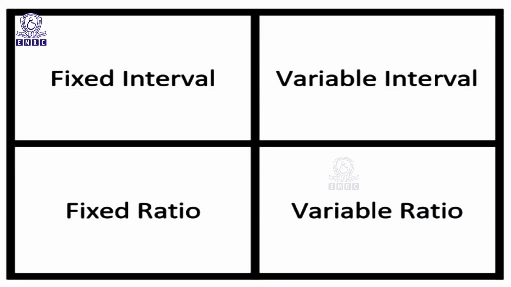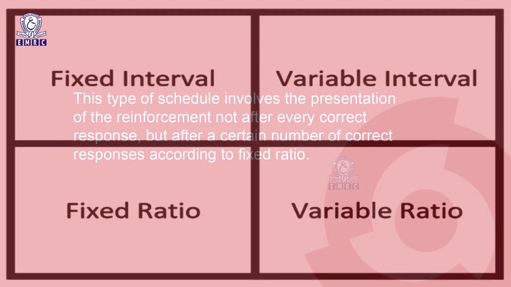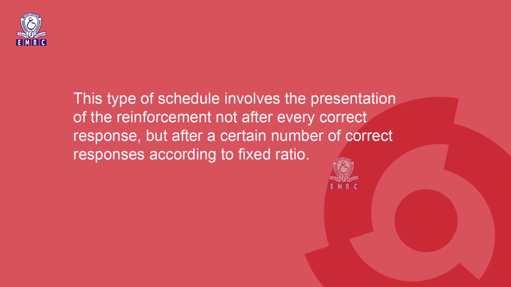According to Skinner, the typical schedules are fixed ratio schedule, fixed interval schedule, variable interval schedule, and variable ratio schedule. The fixed ratio schedule involves the presentation of the reinforcement not after every correct response, but after a certain number of correct responses.